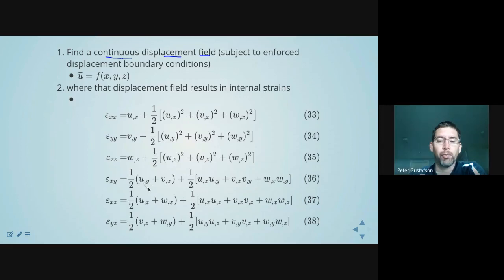So it's partial u, partial y, the partial displacement in the x direction with respect to the y direction, plus the partial displacement in the y direction with respect to x. So u comma y plus v comma x, plus, and then we get these higher order terms where we're taking partial derivatives with respect to x and y. In all of these cases, we have this general form of what the strain is. So here we have 6 strain equations calculated from derivatives of a displacement field that has a continuity requirement on it.